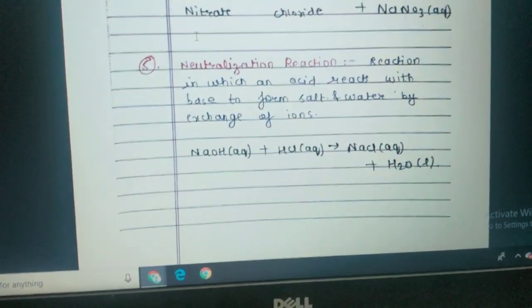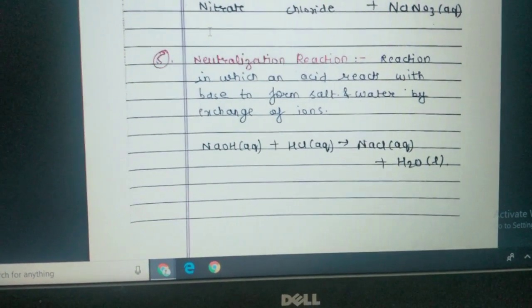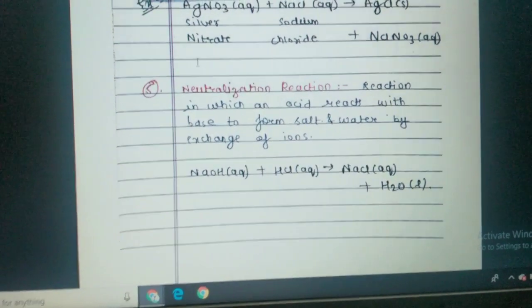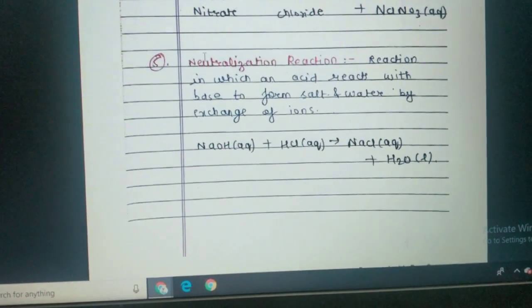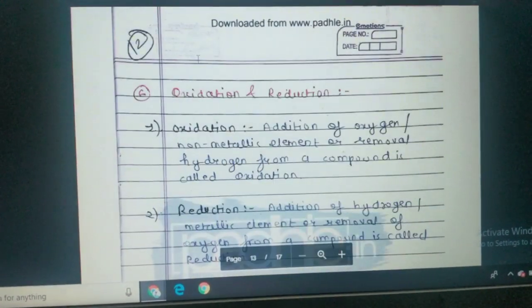Next is neutralization reaction. A reaction in which an acid reacts with a base to form salt and water by exchange of ions is known as neutralization reaction. Here you can see the example.